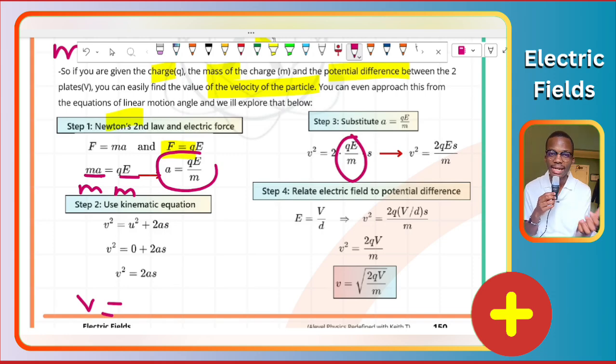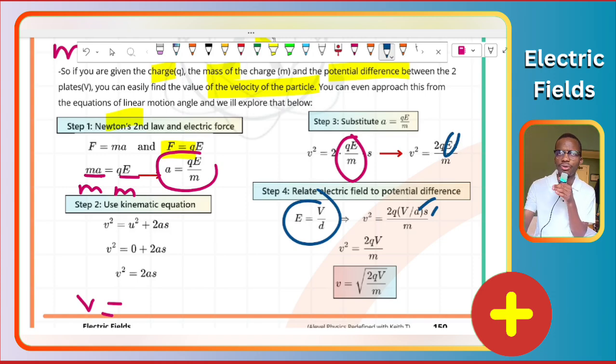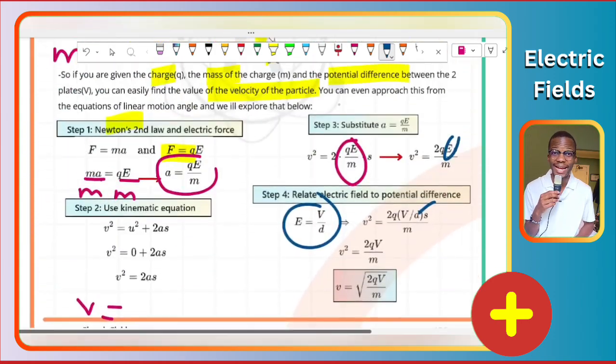Okay, but we can relate electric fields to potential difference. We know that E is equal to V over d. We've talked about this equation, guys, that E is equal to V over d. So V over d, you can replace that with E, and you know that d and s are the same thing. The distance that you have moved is the same as the distance where you have that potential difference. So the two can cancel out. So you'll be left with v squared is equal to 2QV over m, square roots on both sides. So v will be equal to the square root of 2QV divided by m.